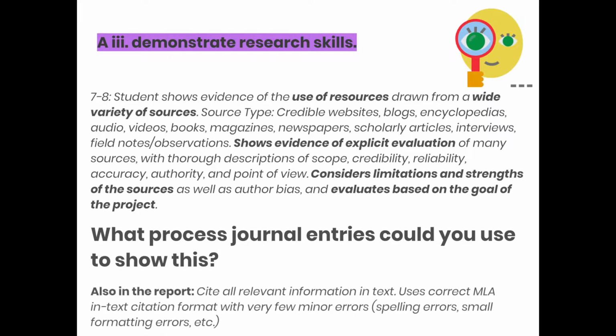And the next one, this is super long. This is about your research skills. What you can see here is that you need to see a wide variety of sources. You need to explicitly evaluate your sources, so tell us why they are reliable, credible, important, why they relate to your goal. Tell us the limitations and strengths of your research, and make sure it links to your goal.